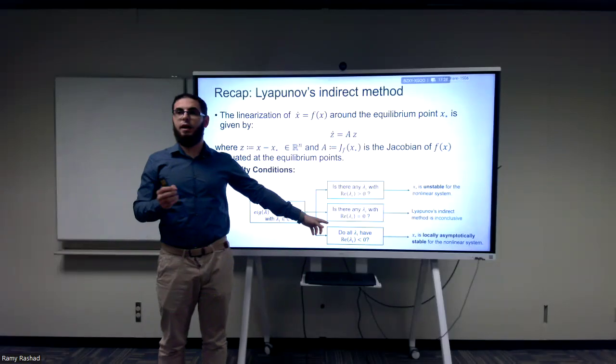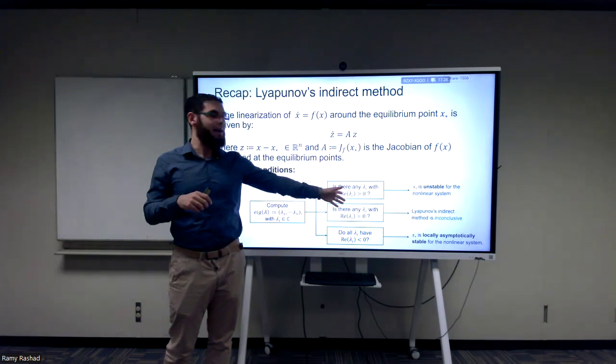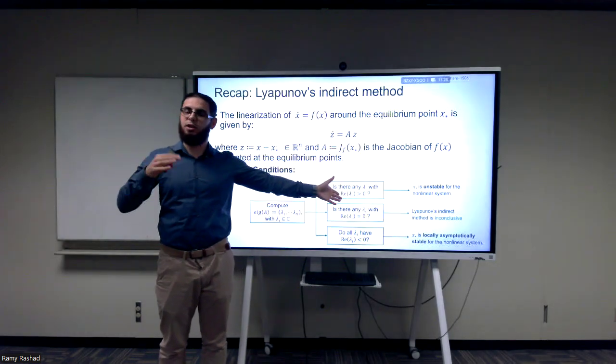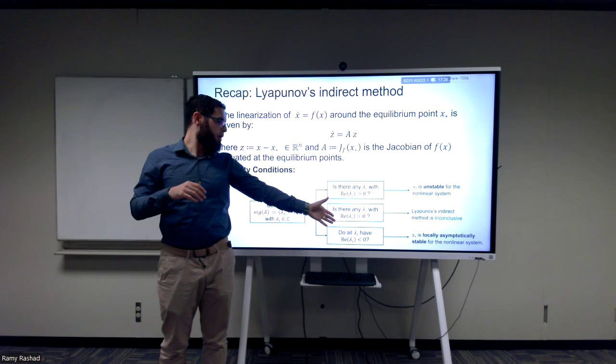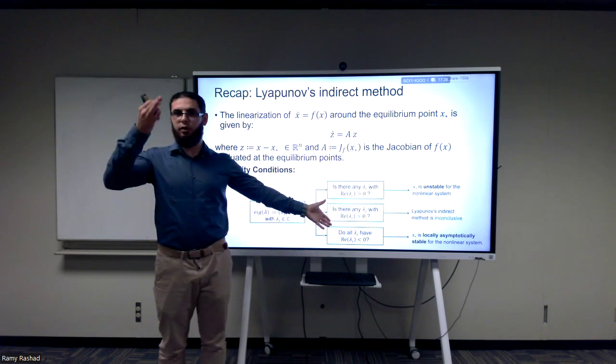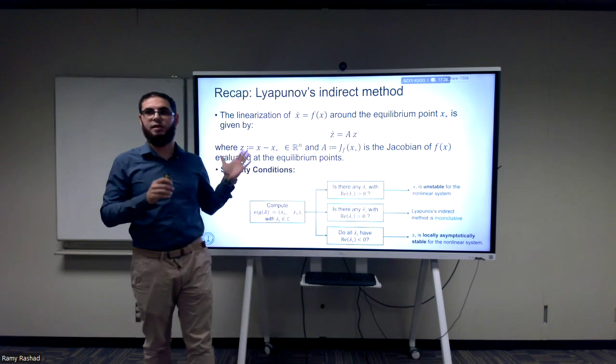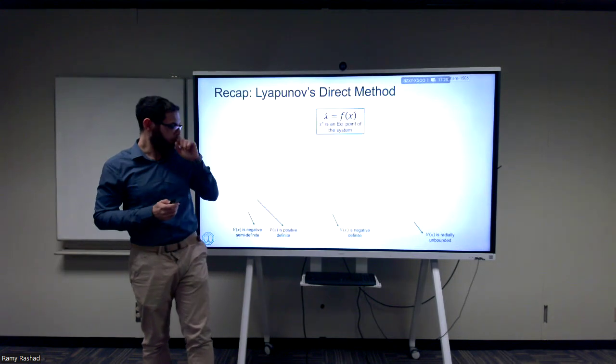If you have eigenvalues that are zero, if you don't have any positive real eigenvalues, and all the remaining ones have zero real part, they are on the imaginary axis, then this means that you cannot conclude. Okay? Lyapunov's indirect method will fail in this case.